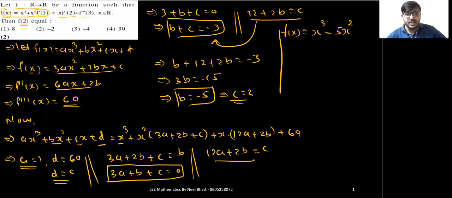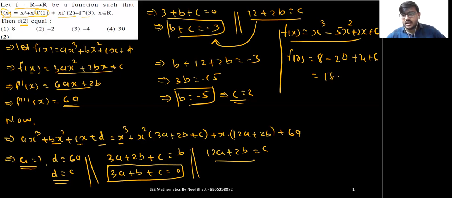Then c has value 2, plus 2x, and 6 as D. And now if I want to find out f of 2, let's put the value. So 2 cube, that is 8, 2 square 4, that is 20, plus 4 plus 6. So it's 10, 18. 18 minus 20. So the answer of f of 2 is equal to minus 2.